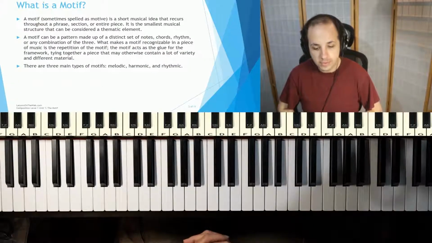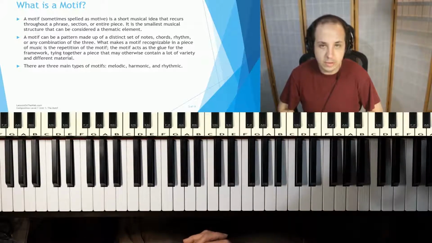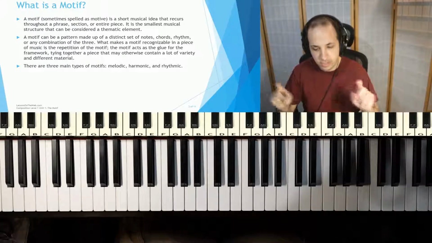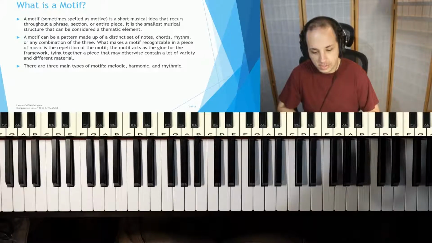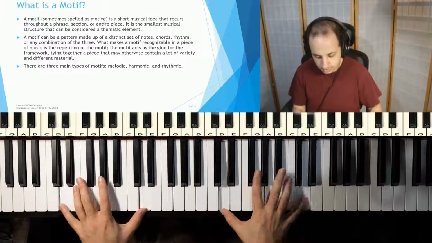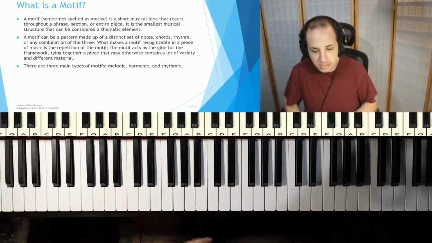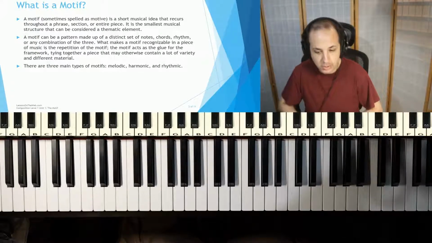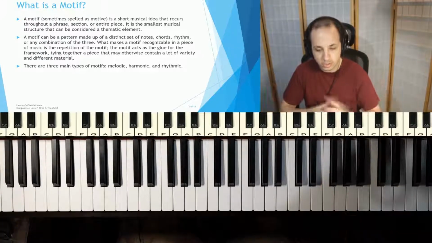So a motive, sometimes spelled as a motive, so you can say motive or motive, same kind of thing, is a short musical idea, very short, that reoccurs throughout a phrase, section, or entire piece. So, you know, like, that's your motive, right, in Beethoven's Fifth, which we'll talk about in a little bit, actually. It's the smallest musical structure that can be considered a thematic element. So it helps create the theme of a song, a motive.